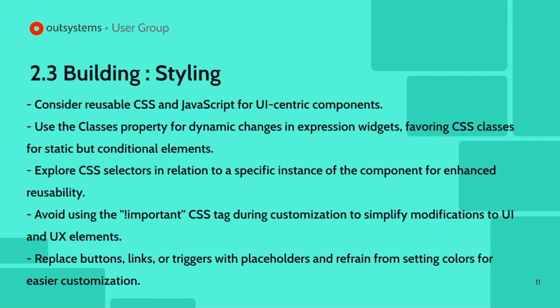When dealing with components heavily reliant on UI, it's best to consider reusable CSS and JavaScript. In an expression widget where both class and style attributes are present, OutSystems recommends leveraging the classes property for dynamic changes to the class attribute. For static but conditional elements, a CSS class is preferable. However, using a style property can add unnecessary data to your DOM, complicating the customization. Use the inline style attribute only for dynamic styles, leaving comments to explain the requirement and mathematical reasoning.